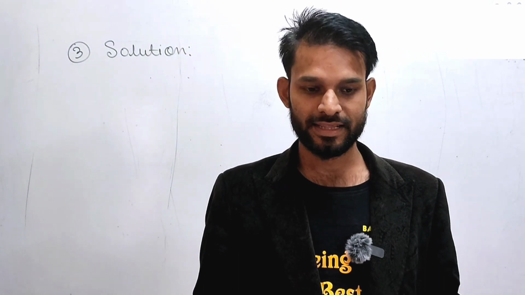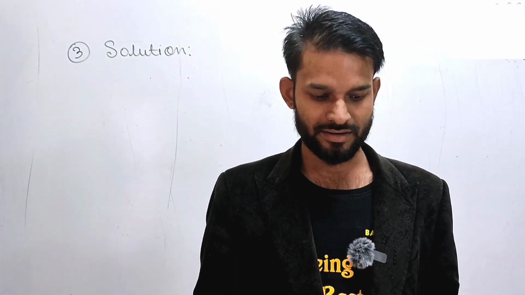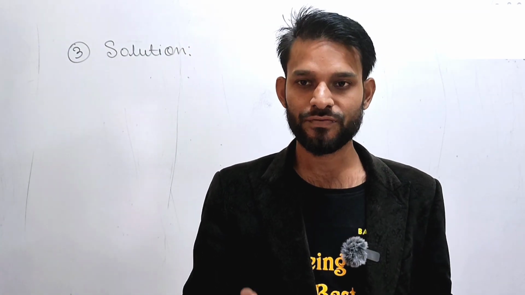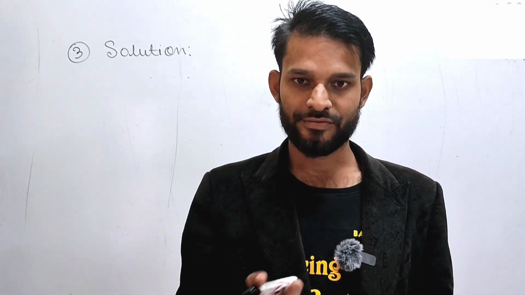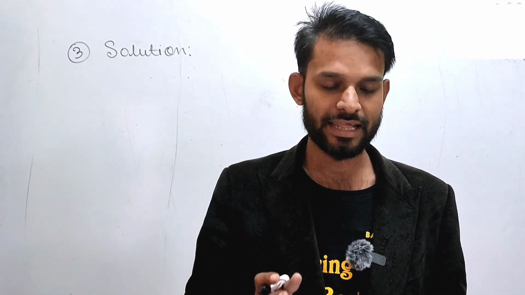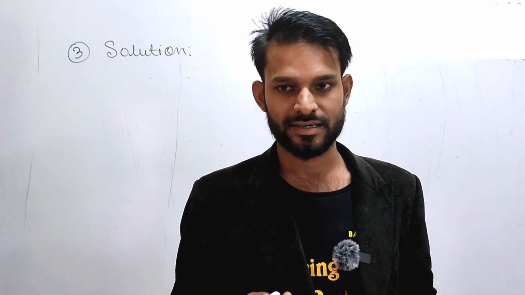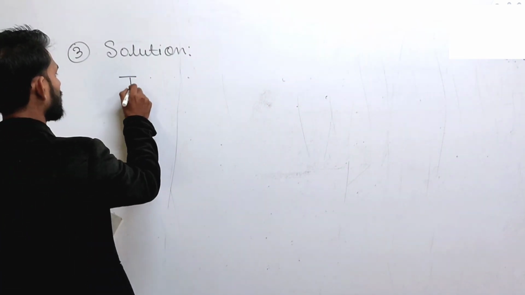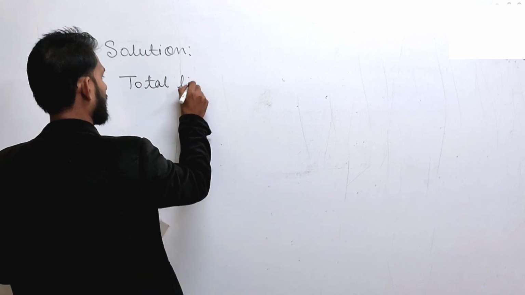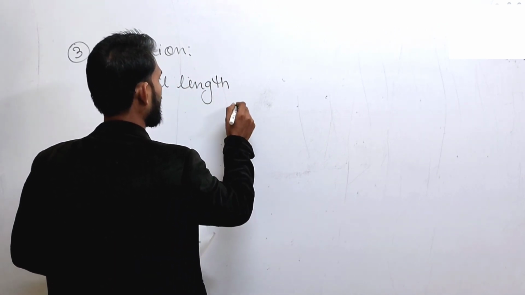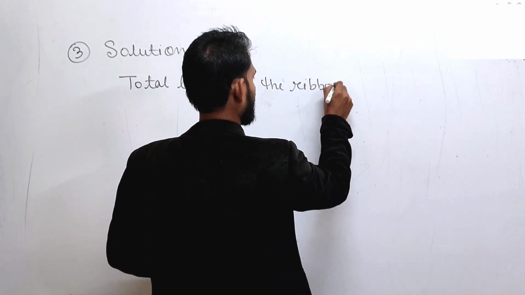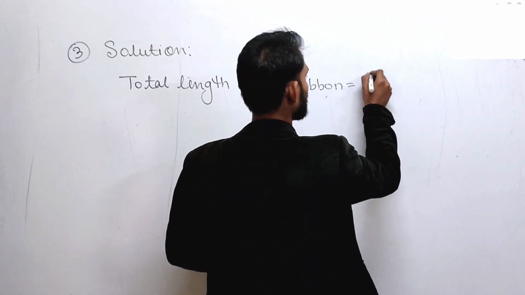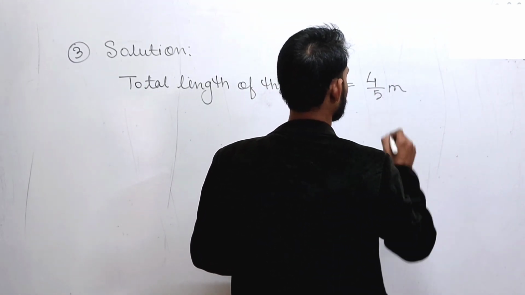Then we will find the length of the ribbon she cut, which is equal to how much? Half of the total length, that is half of 4 by 5 meter. Clear? After doing the calculation, we will find the length of the ribbon she cut. Clear? Yes, sir. So you see that the total length of the ribbon is equal to 4 by 5 meter long.